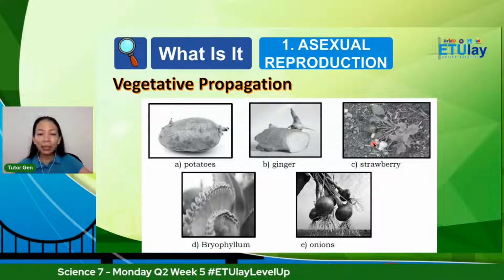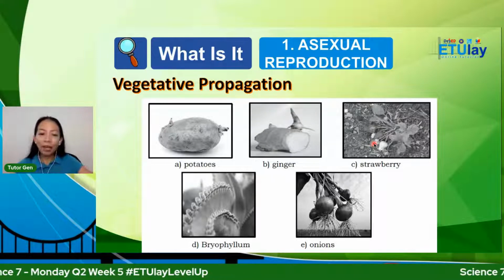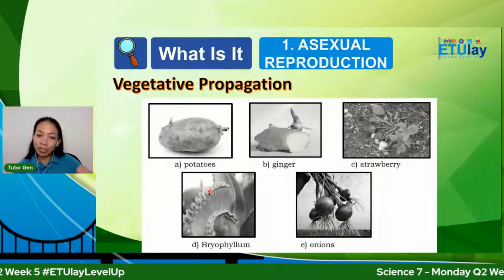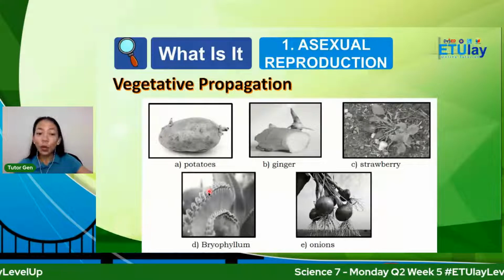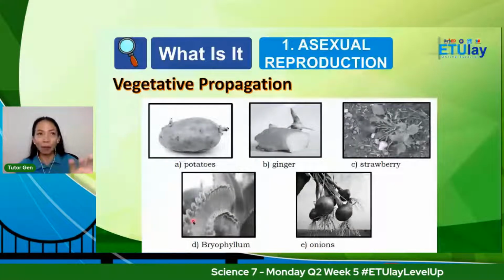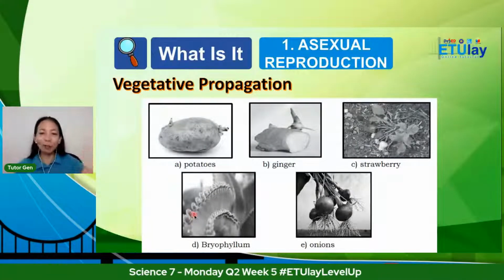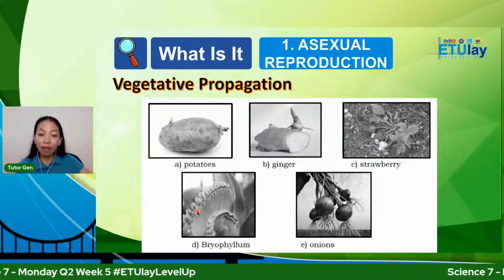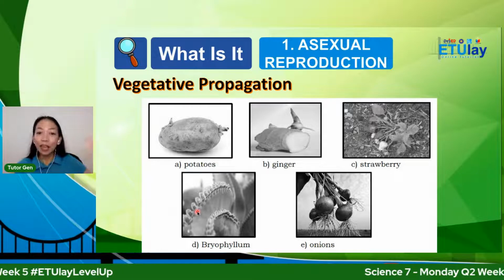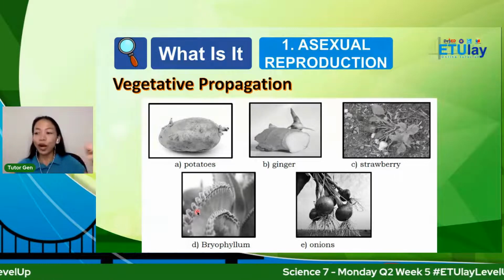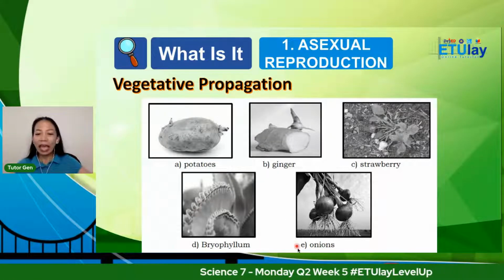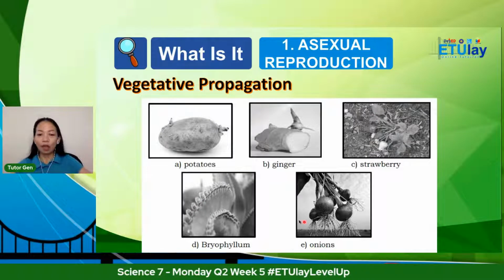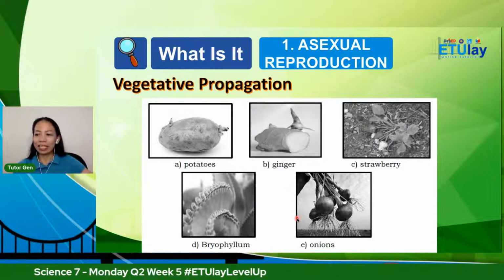Letter D, you have here bryophyllum, yung dito sa leaf margin, growing off plantlets, mga maliliit na plants. And these later on, if they fell off from the main plant, they will grow into another plant. And bulbs, onions. Example natin is onions.